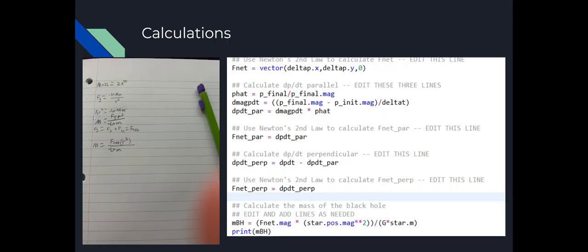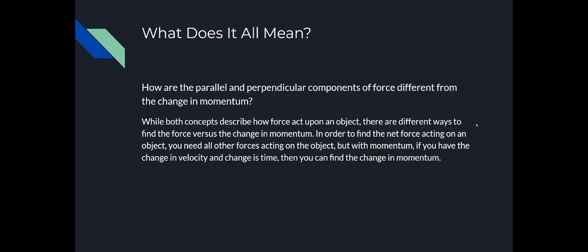Here are my calculations. This is the formula right here. This last one is the formula that I used to find the mass of the black hole, and then this is just a close-up of some of the calculations that I used to find the mass of the black hole.